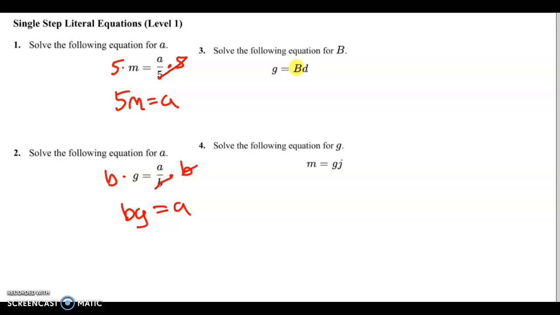So they go to b, and I'm going to divide the d off of it. So on the left side, I get g divided by d. And you can tell that they're letters. You can't really divide them. But I'm just going to leave it as g over d. And on the right side, the d's cancel out, leaving me what I'm looking for, just b. So now you have g over d is equal to b.